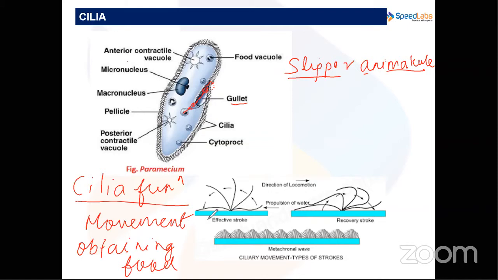There are two kinds of movements I told you shown by the cilia. I mean, two ways in which the cilia shows movement. First is the effective stroke. See, all the cilia are bending in this direction. You can see all are bending in this direction. And then there is this recovery stroke in the opposite direction. So the effective stroke and the recovery stroke, this is the power stroke.